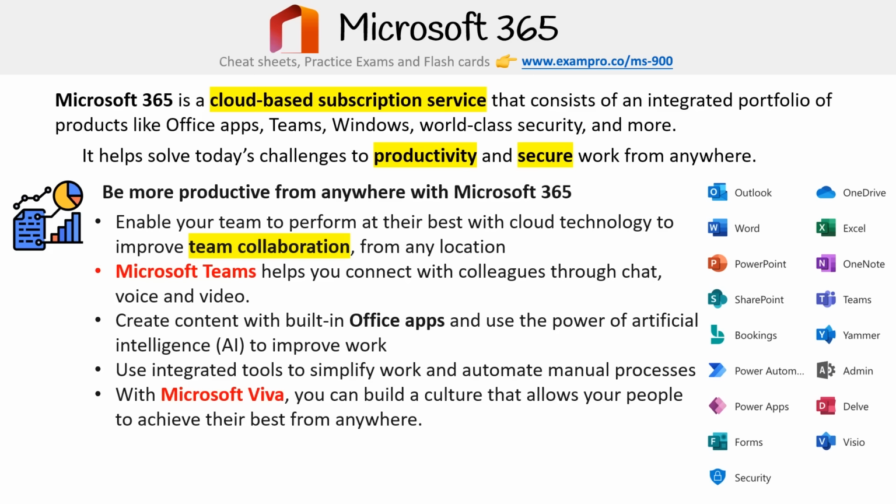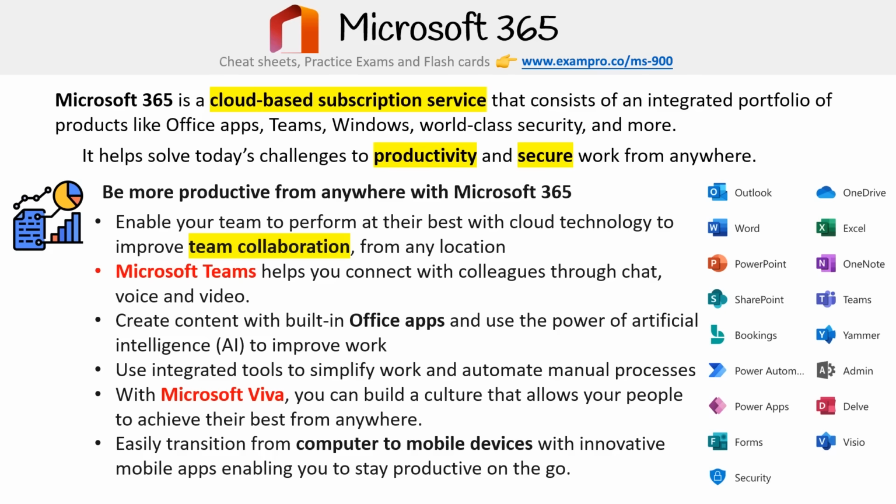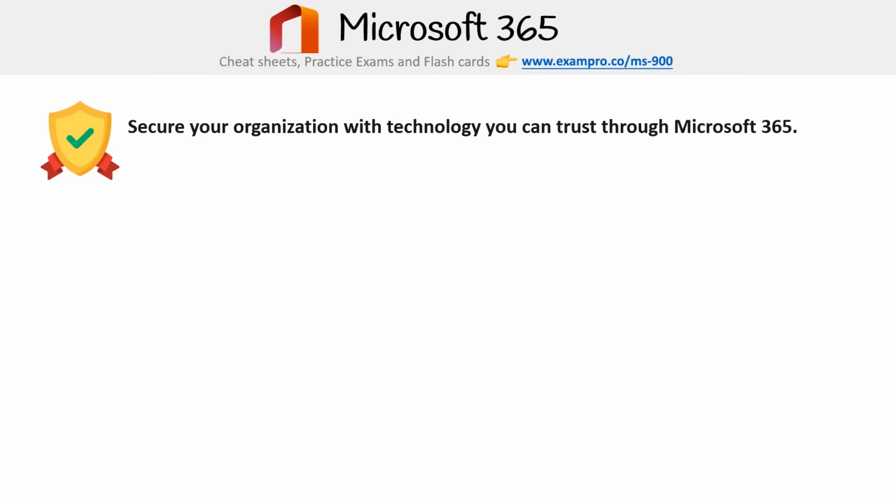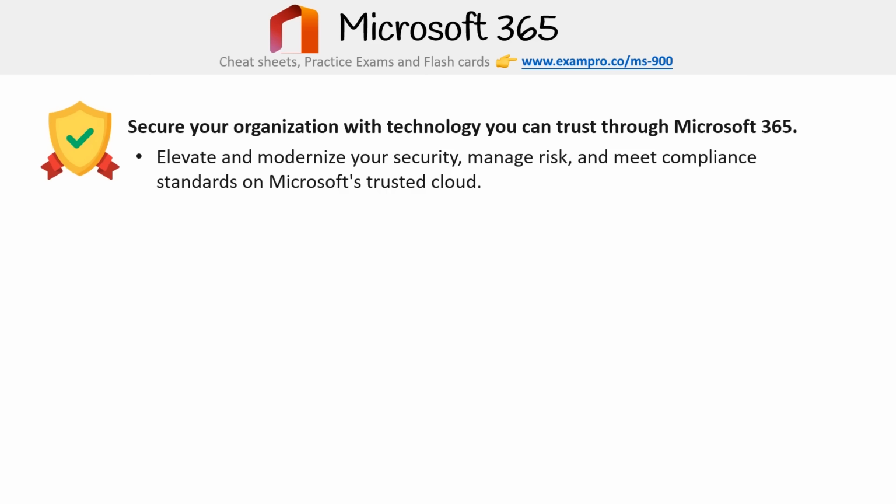With Microsoft Viva, you can build a culture that allows your people to achieve their best from anywhere, and you can easily transition from computer to mobile devices with innovative mobile apps enabling you to stay productive on the go. So, with Microsoft 365, you can secure your organization with reliable technology. It elevates and modernizes your security, manages risk, and meets compliance standards on Microsoft's trusted cloud.